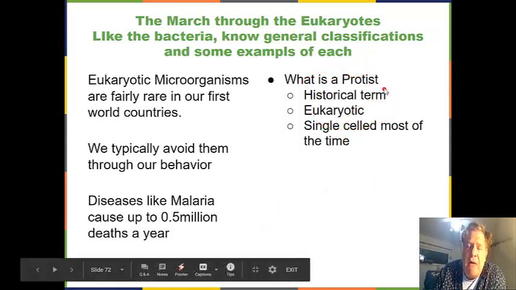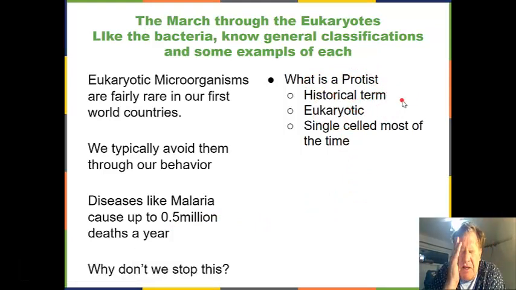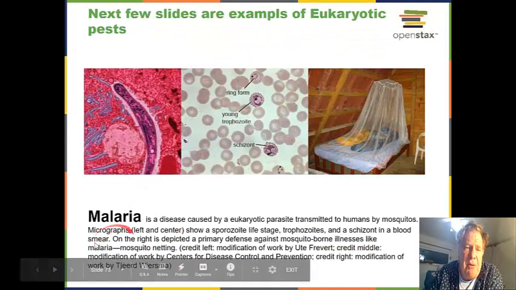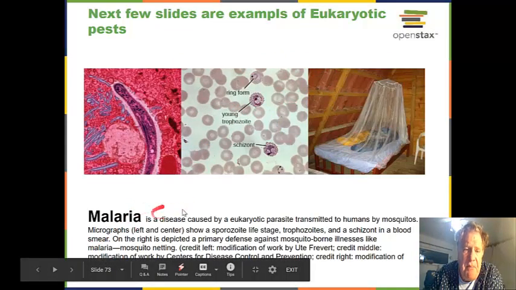Now we're going to look at what a protist is. That's a historic term. It used to be what I call a junk drawer classification, so anything that wasn't a plant, an animal, or a bacterium would go into the protists. They are eukaryotic, and for the most part they are single-celled most of the time during their life cycles. The example I gave you here, malaria, is a microorganism.